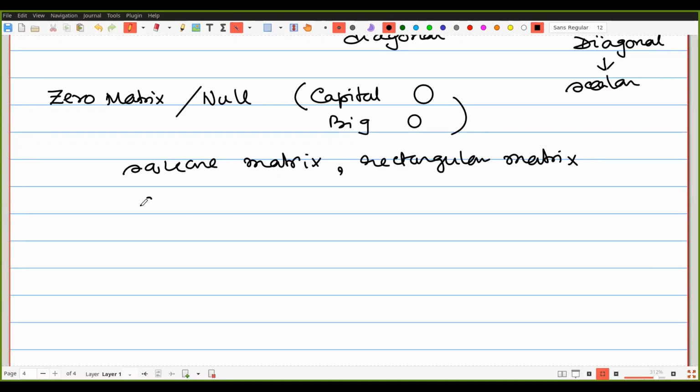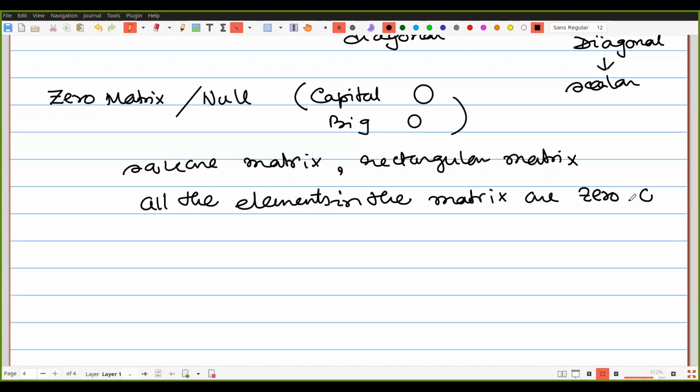But all the elements in the matrix, whether it is rectangular or square, are zero. That means suppose we have a matrix 0 0 0 0 0 0 0 0. That means 2 cross 4. It is a rectangular matrix, but all the elements are zero. So it is called a null matrix.